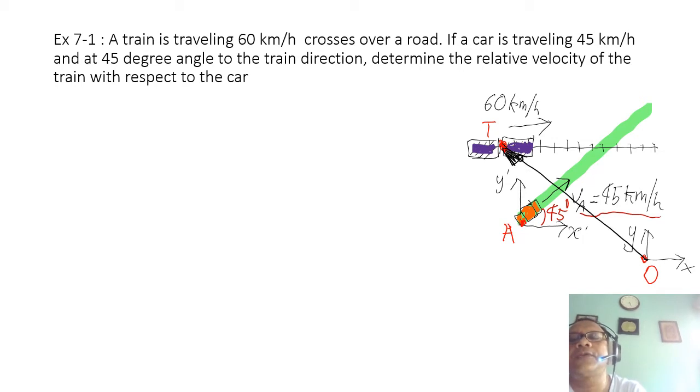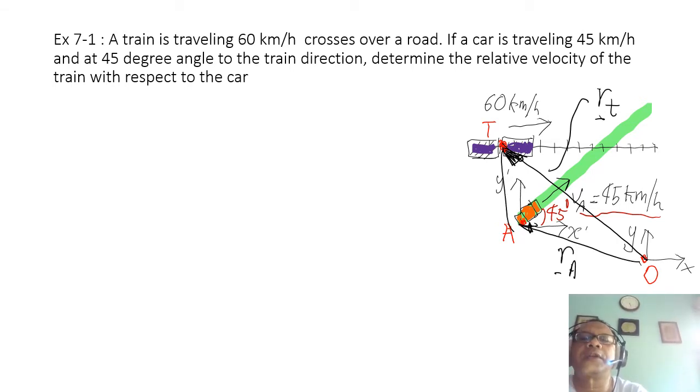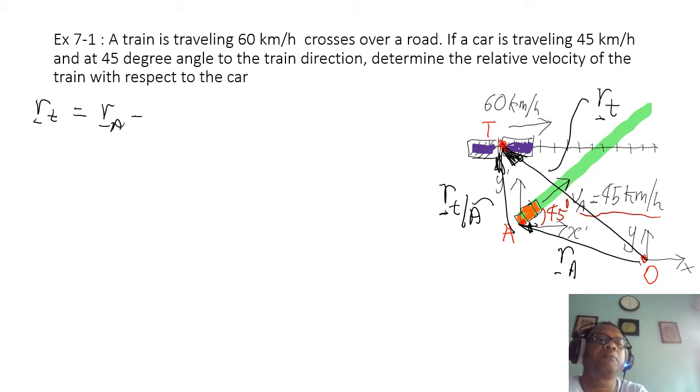This is the position vector of the train. So I'm going to put RT. And I also have this position vector here, RA. And I have got the final position vector here, which I call the position vector of the train relative to A, or relative to the car. So I can now write the position vector of the train RT equals the position vector of A plus the position vector of the train relative to A.